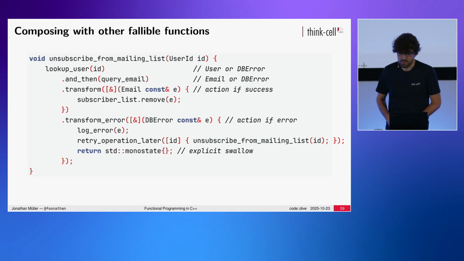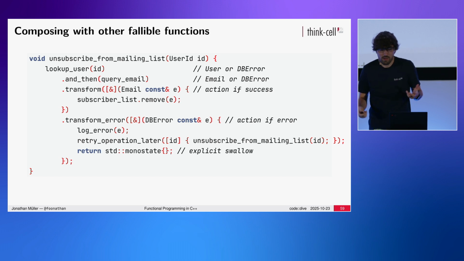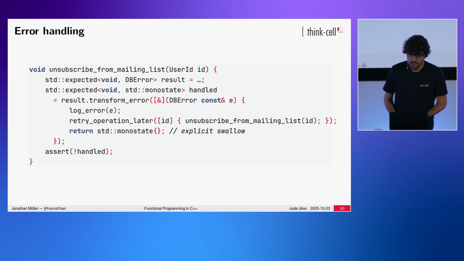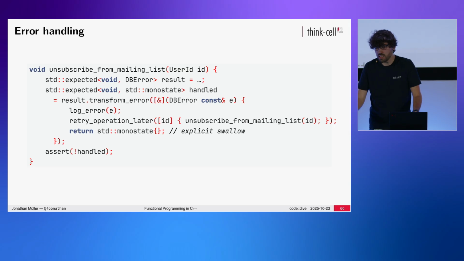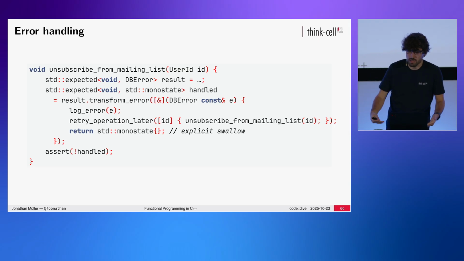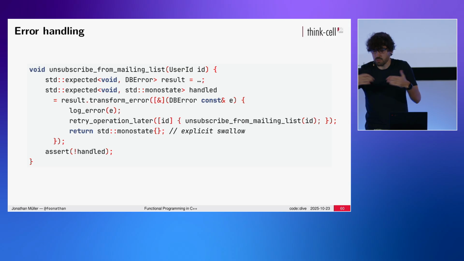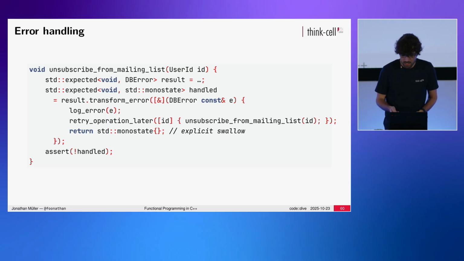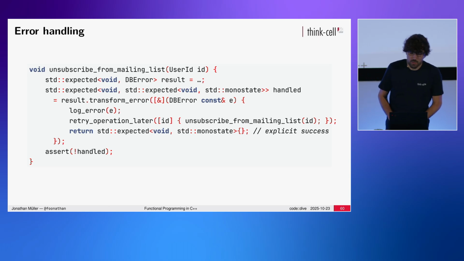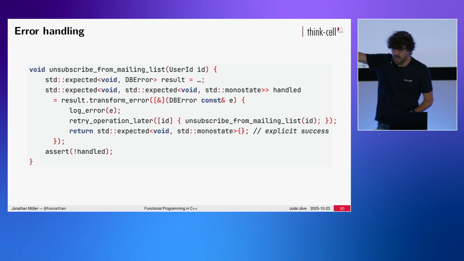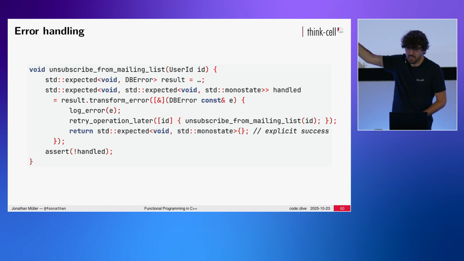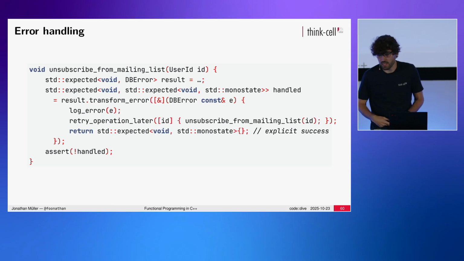And then we've got the final one, transform error. Now using transform error for error handling works, but it isn't ideal, because the result of a transform error is still an expected in the error case. But it is much more natural to have an expected that is in the success case at this point, because we've handled the error, right? There is no error anymore. We just logged it, and we're going to retry it later, so everything is good at this point. Now we could return an expected in the success case, but then we have an expected of an expected in the error case, right? So now we've got the nested expected in the error case. So transform error isn't the correct choice, right?